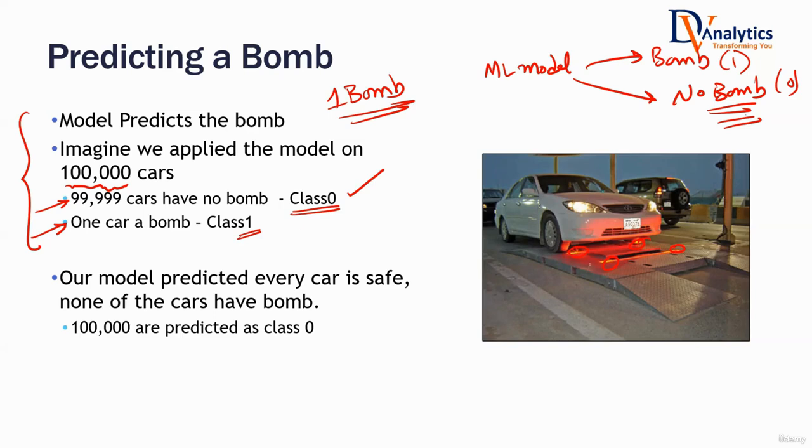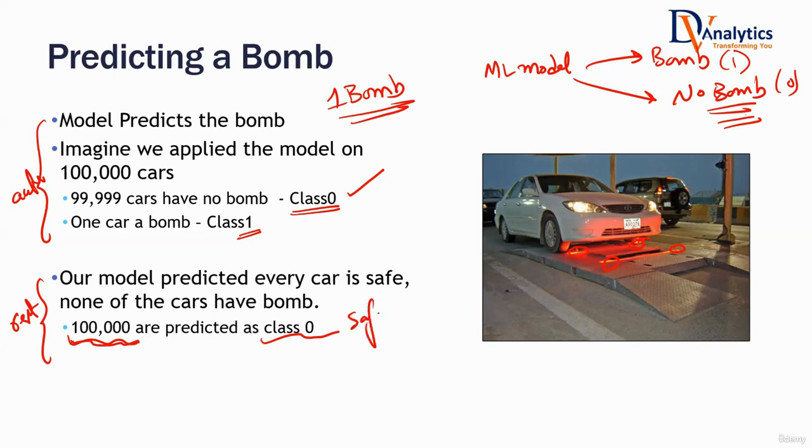We have a model that predicts whether there's a bomb in the car or not. Now I'm going to test that model on these 1 lakh cars. This is the actual value. This is the result after applying the model. What did our model predict? When I applied it on all the cars, I made all the cars go through this model. The model has predicted that all the 1 lakh cars are class 0. What do you mean by class 0 here? The model is predicting all the 1 lakh cars are no bomb, safe.